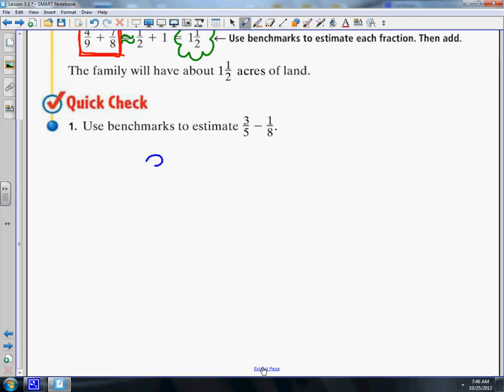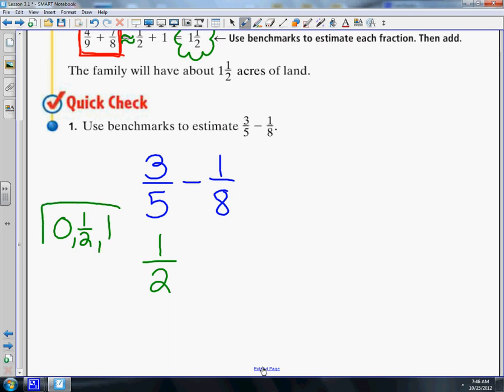All right, so if I have 3/5 minus 1/8, I am going to estimate 3/5 is about a half. Remember, for benchmarks, you can only use 0, 1/2, and 1. You have 3 benchmarks. So that's what you should be using when you estimate, those 3 numbers. So I'm going to say 3/5 is 1/2 and 1/8 is 0. So 1/2 minus 0 is 1/2.